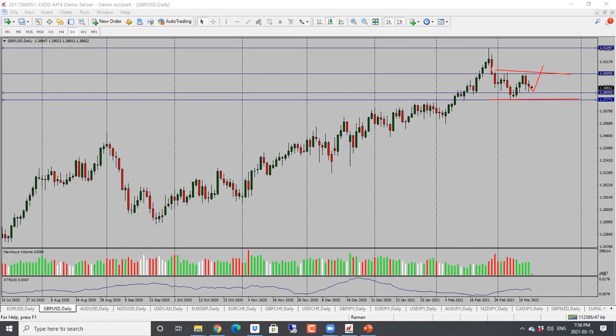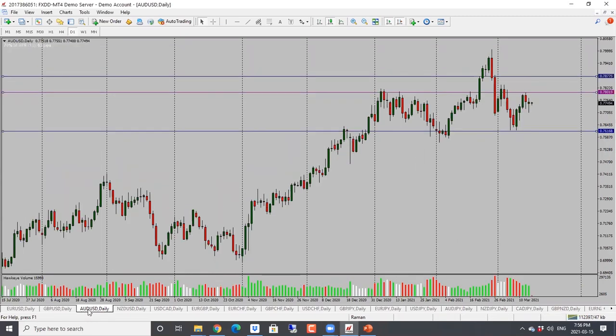It's been trading in this range. This is where price has been stuck, and it's right in the middle here. So I'm expecting a move towards 1.3775. So neutral to bearish bias here for pound dollar as well.